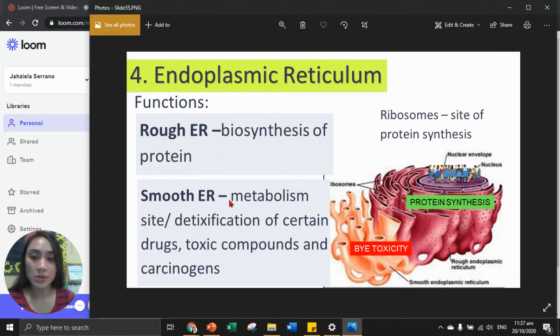And of course, we also have the smooth ER, which metabolizes certain drugs, detoxifies certain drugs, toxic compounds, and carcinogens. So dito sa smooth ER, parang pinaka-function niya is by toxicity. So ayaw niya sa any toxic compounds. So dito naman, protein synthesis.